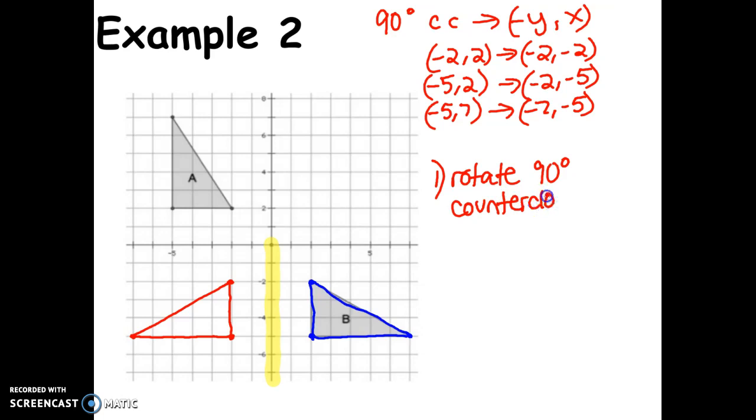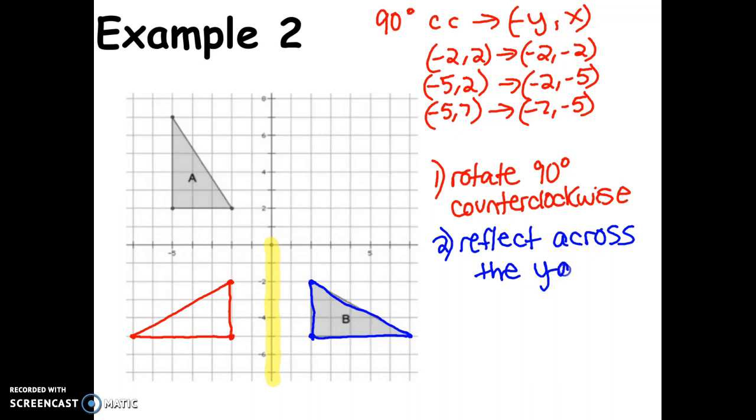It is important that you identify the direction because 90 degrees counterclockwise would end up here, but 90 degrees clockwise would end us up here. So that is 2 different things. So make sure that you specify either counterclockwise or clockwise. After we did that, we reflected across the y-axis. And there you have it. These are the 2 transformations that allowed us to map A onto B.